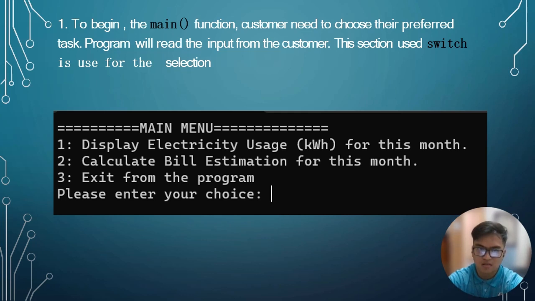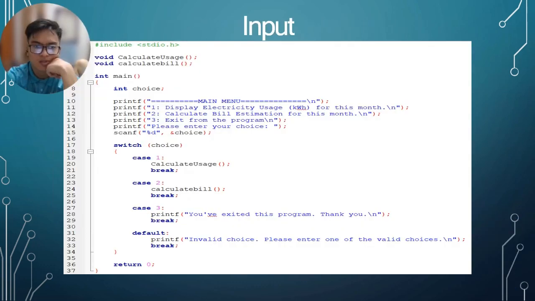This is the expected output that we're going to get. This is the code for the program. We're going to talk about the void section later. The variable type is integer and the variable name is choice. The print function will be used to print the main menu section of the program, and it will print the main menu and the three options given.